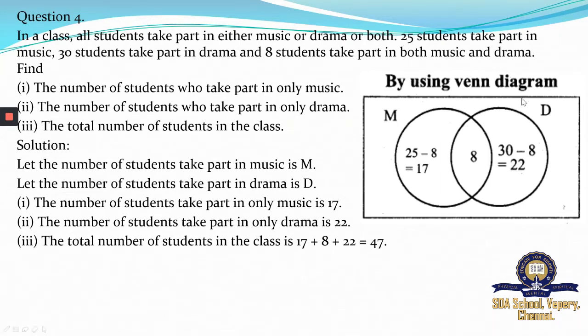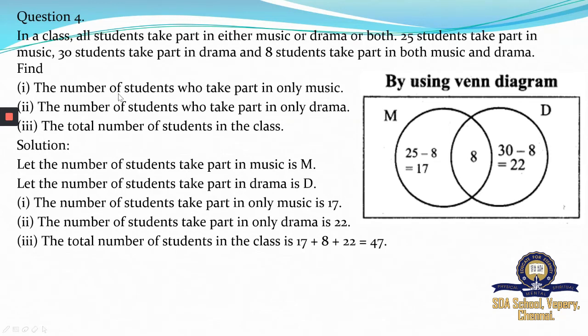We are going to solve this sum with the help of a Venn diagram. Okay, so how do we draw a Venn diagram? First of all, let us draw two circles representing the music and drama each. What is given to us? 25 students take part in music, it seems. Now let us write 25 over here initially. Then they have said 30 students take part in drama. Let us write 30 over here. Then they have also said that 8 students take part in both music and drama, it seems. So let us write that 8 in between over here.